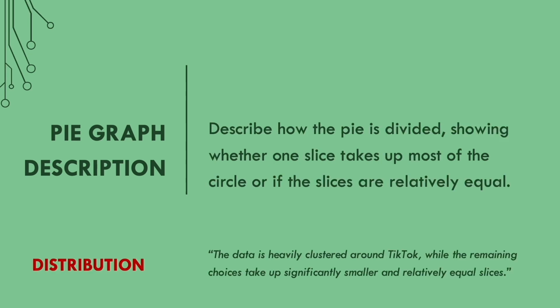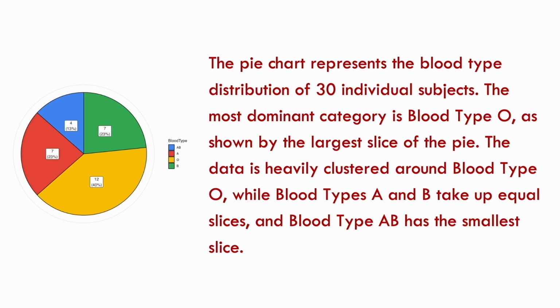And finally, for the distribution, you describe how the pie is divided, showing whether one slice takes up most of the circle or if the slices are relatively equal. For example, the data is heavily clustered around TikTok, while the remaining choices take up significantly smaller and relatively equal slices. Here is now the description of our pie chart using the blood type data.